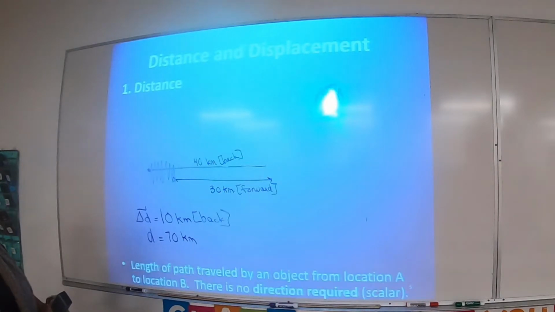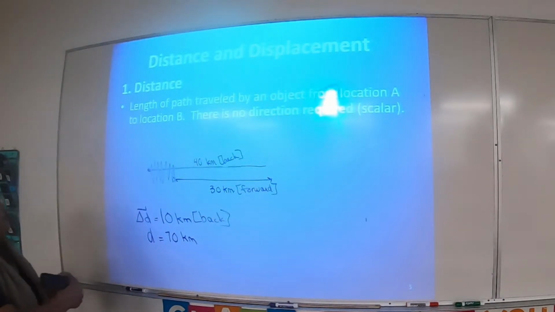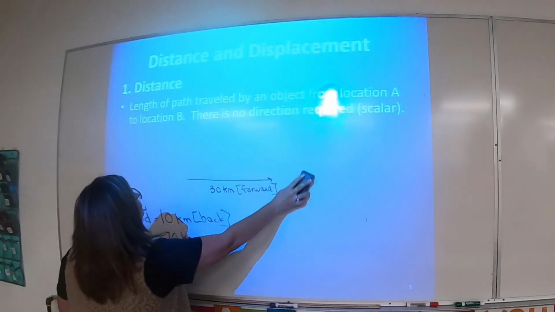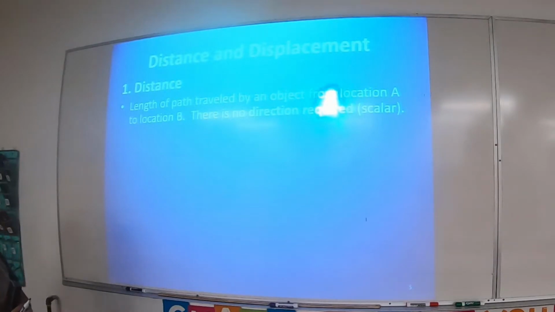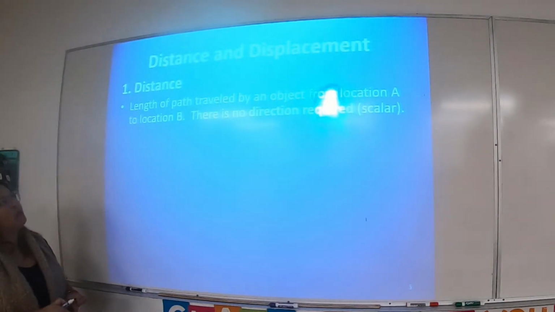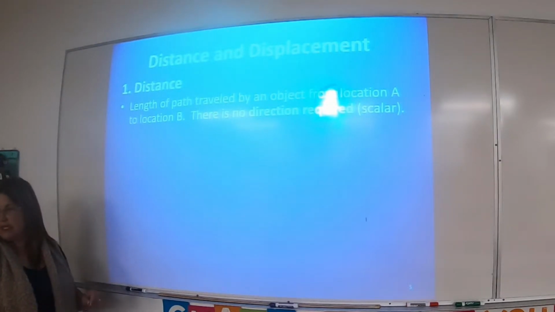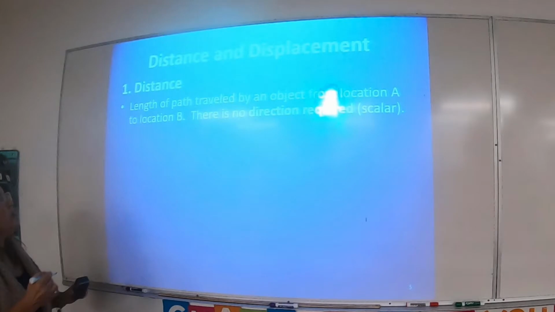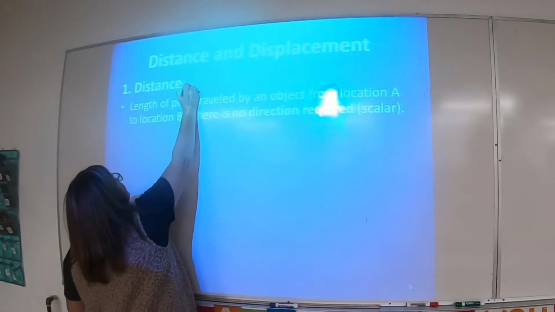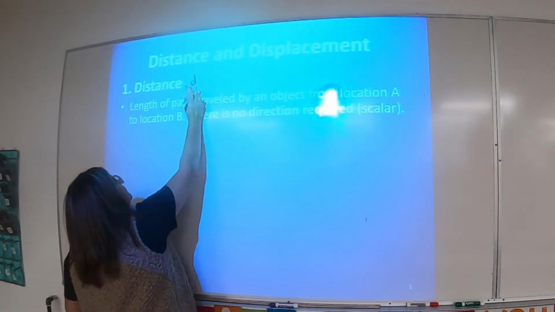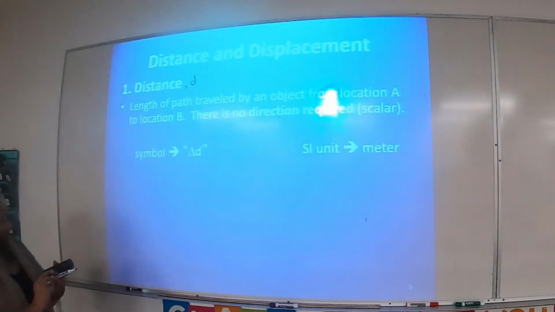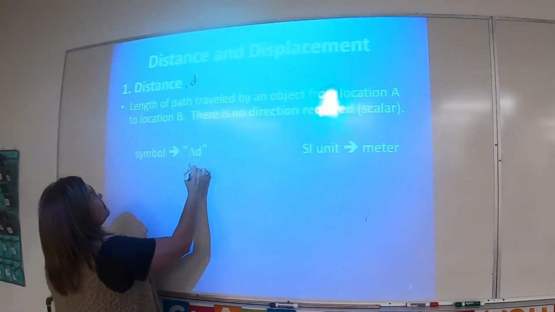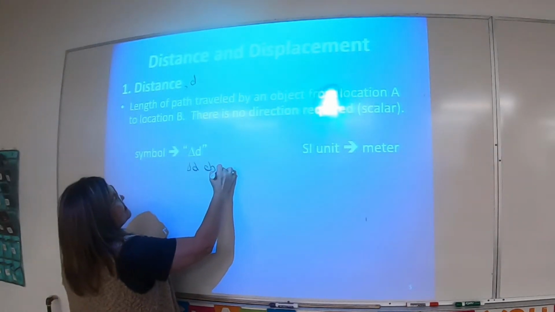So distance. It's the length of the path traveled by an object from point A to point B. There is no direction required for distance. The symbol is a d, which we know. Distance, the symbol is a d. This is your change in distance.